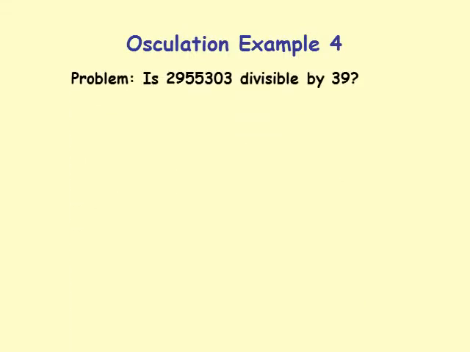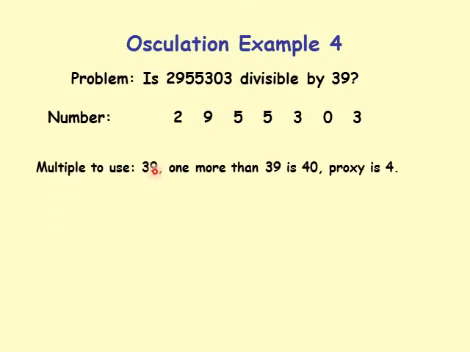Another example here. The problem is: is 2955303 divisible by 39? Let's continue here. The number is 2955303. The multiple to use is 39. 39 times 1 is 39, and 39 does end in 9. And 1 more than 39 is 40, so the proxy is 4. We're going to use 4 as a proxy.